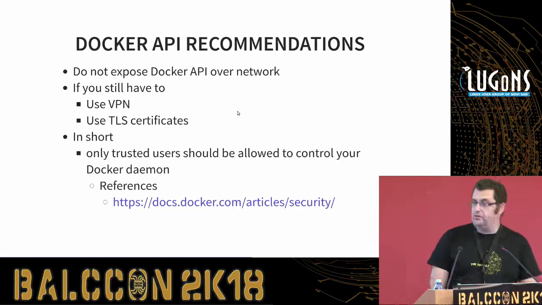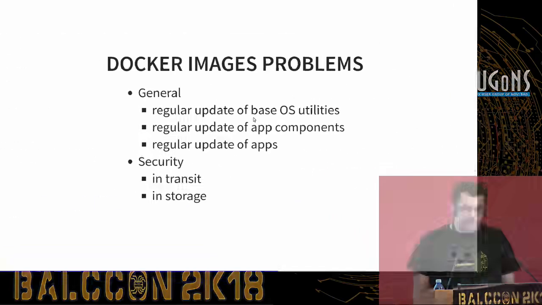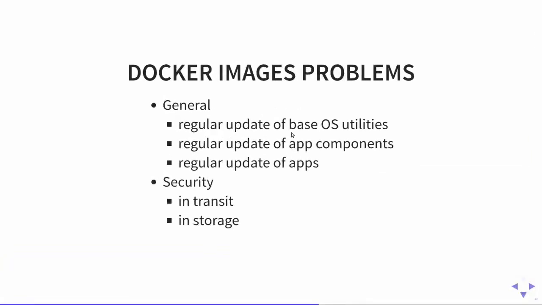This is the standard recommendation, and you have it in the documentation. Nothing new. The problem, once we start looking at the Docker images, is that you have the problem of regular updates of base OS utilities and application components inside the application, and so on. And once you have that Docker image and you are transferring it to the repository, wherever it is, in the cloud or your local one, you have to have some kind of security that it is not tampered with in transit, or that once you store it in storage it doesn't have any problems, right?